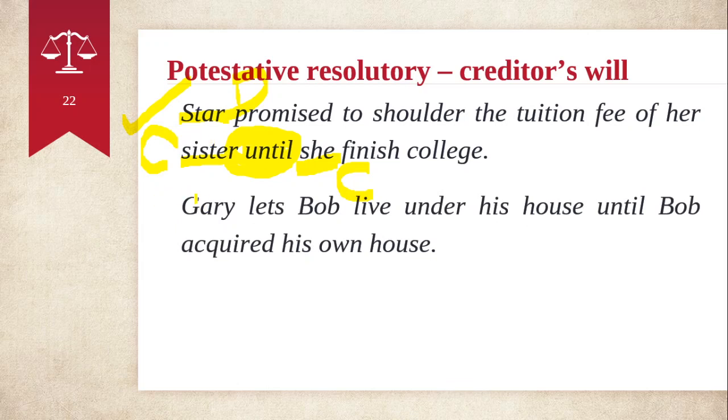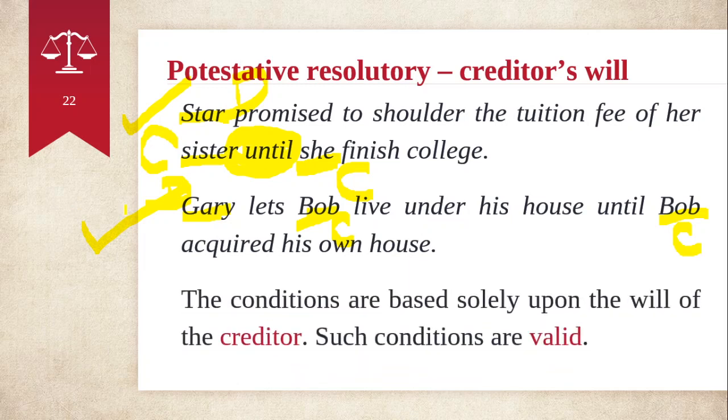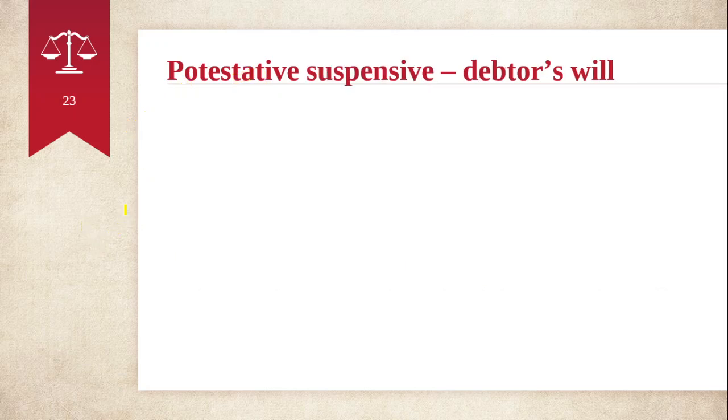Another, Gary lets Bob live under his house until Bob acquired his own house. Si Gary dito is the debtor. Ano yung obligation niya? Ang promise niya na patitirahin muna si Bob, who is the creditor here, until makahanap si Bob ng sariling bahay. So, Bob here again is the creditor. So, again, this is a valid obligation and condition. So, the conditions again are based solely upon the will of the creditor, hence valid.